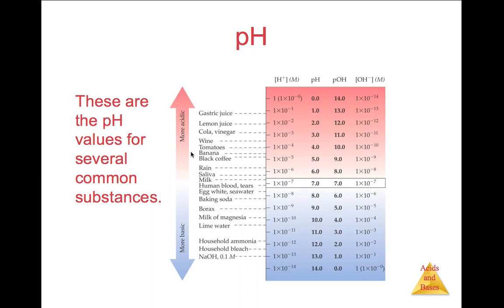These are the pH values for several common substances. You can see that milk is just slightly acidic. Rain, slightly acidic. Bananas, tomatoes, wine, Coca-Cola, and vinegar are all acidic. And up here, it's interesting to see that human blood is just slightly basic. Baking soda, borax, milk of magnesia, and lime water are also basic substances, or increasingly basic substances, until you get down here to bleach.